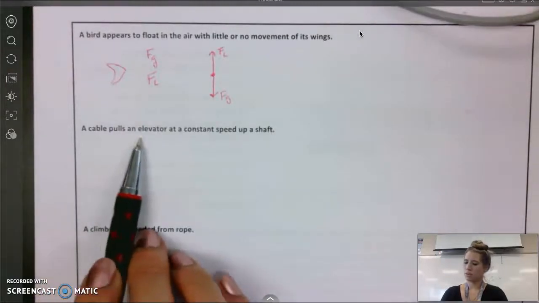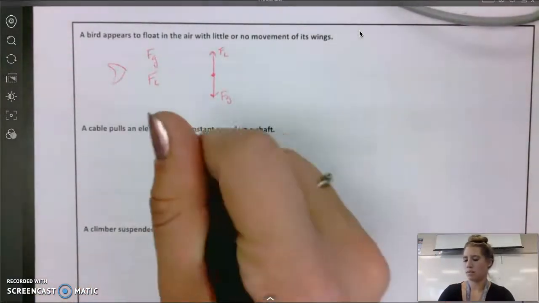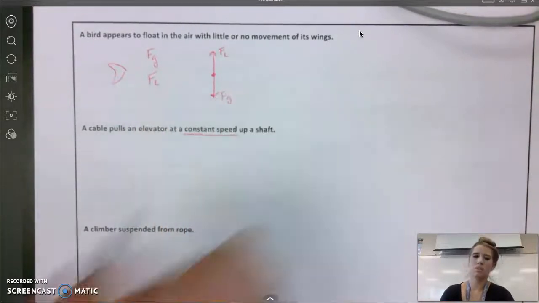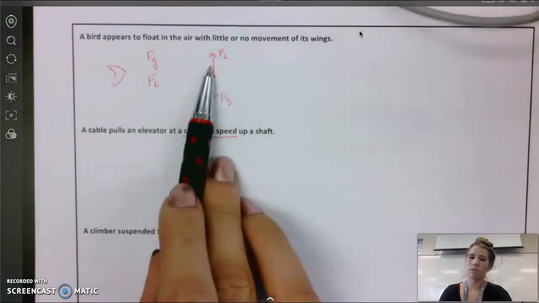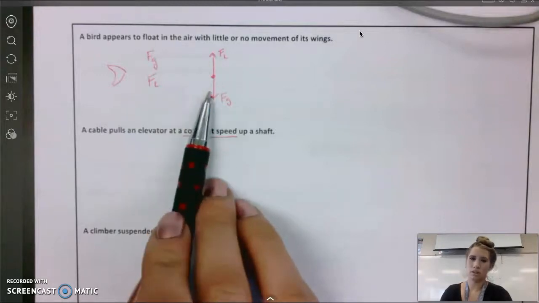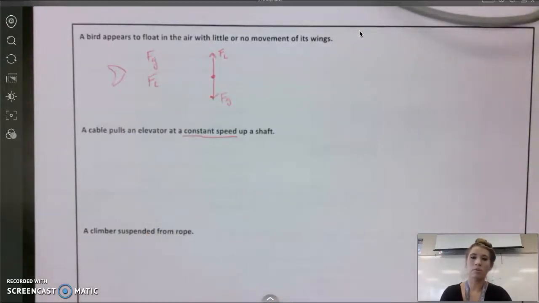A cable pulls an elevator at a constant speed up the shaft. So we have constant speed. If my velocity is staying the same, that means my acceleration is 0, because acceleration is a change in velocity. And when these forces are equal to each other, that means that the object is in equilibrium. Equilibrium can be either zero velocity or constant velocity. So you can still have motion and be in equilibrium. It just means that you're going at a constant velocity.